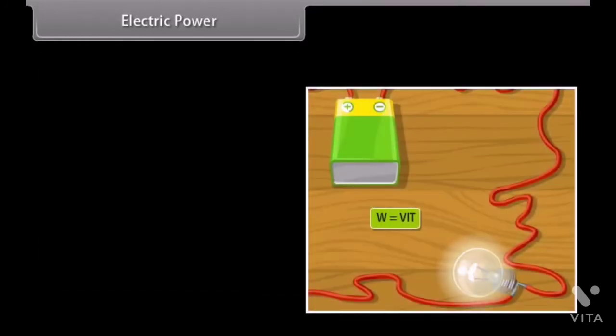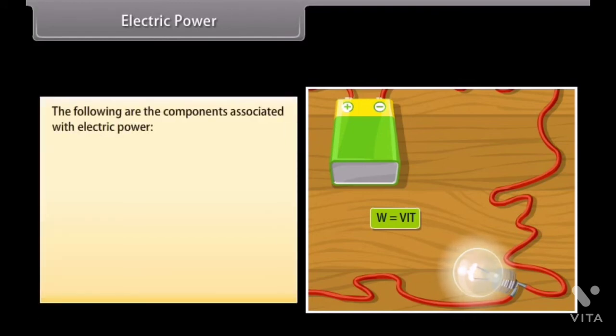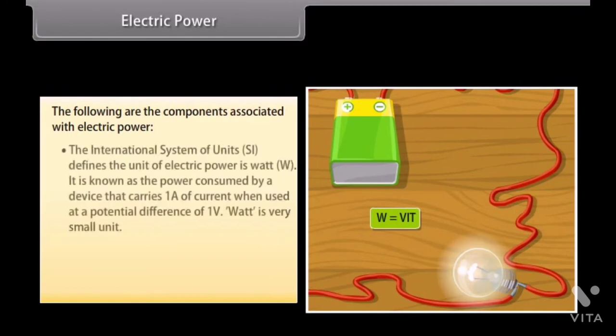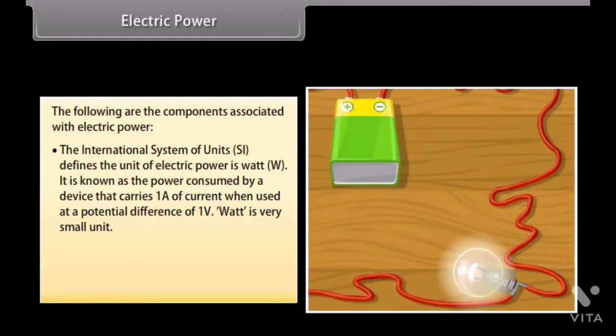Electric power. Electric power is the rate at which electric charge is transferred by an electric circuit. This is commonly known as electric power. The following are the components associated with electric power. The International System of Units, SI, defines the unit of electric power as the watt, W. It is the power consumed by a device that carries 1A of current when used at a potential difference of 1V. Watt is a very small unit.